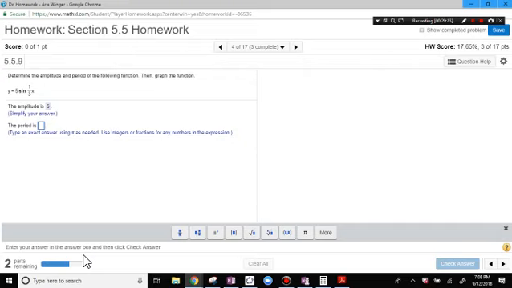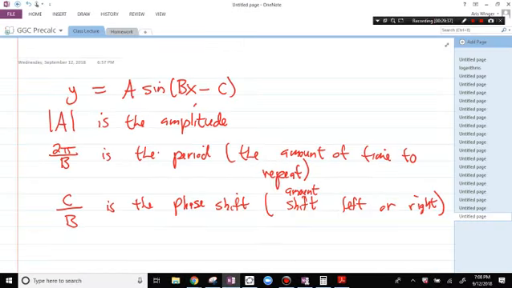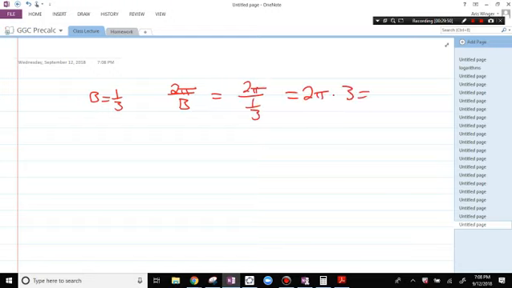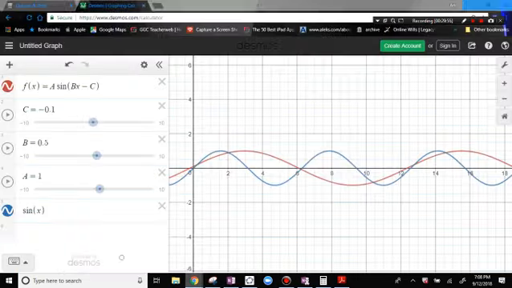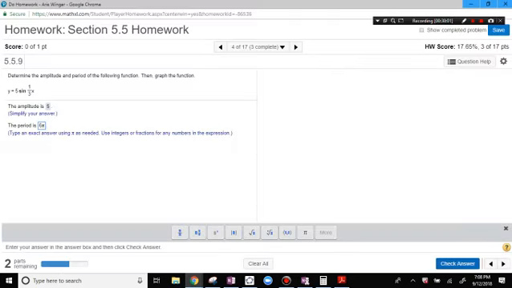2 pi over 1/3 is 2 pi divided by 1/3, 6 pi, right? Let's just make that clear. So the period here is 2 pi over b. b in this case is 1/3. 2 pi over 1/3, of course, is 2 pi times 3/1. Okay. It repeats every 6 pi units. Oh, let's do that.